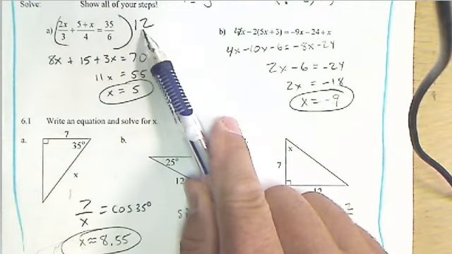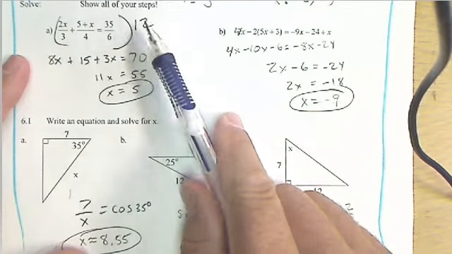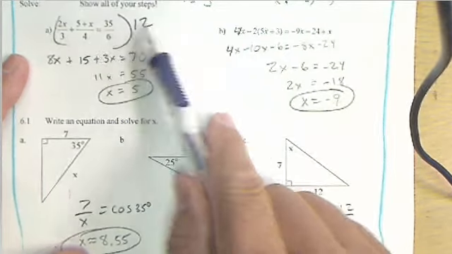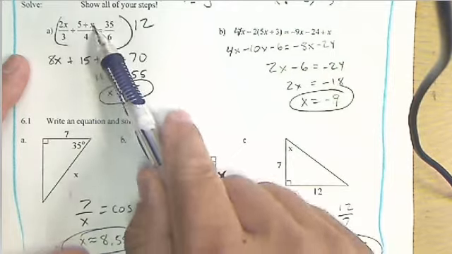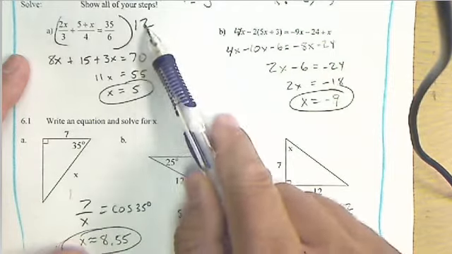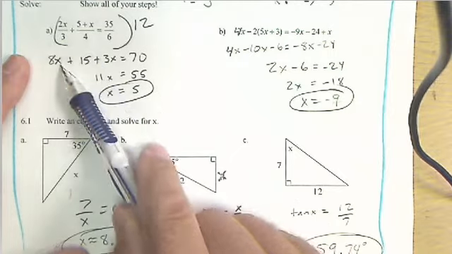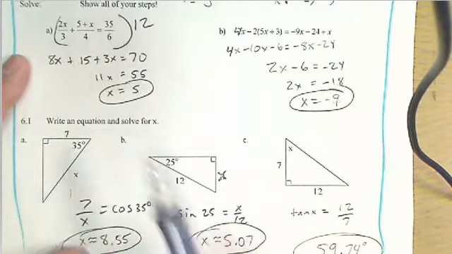Multiply by 12, which is the common denominator. So 12 times 35 divided by 6 is 70. 12 divided by 4 is 3. 3 times 5 is 15. 3 times x is 3x. And then 12 divided by 3 is 4 times the top gives me the 8x. Combine like terms. Subtract 15 over.